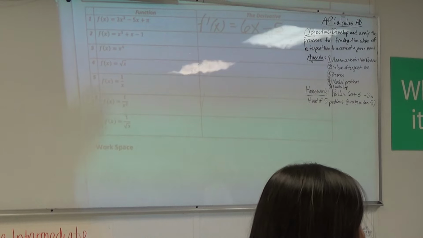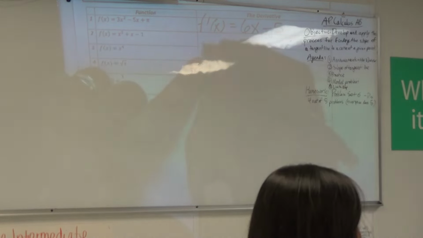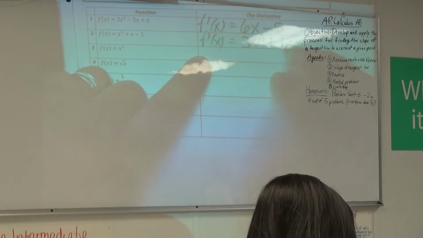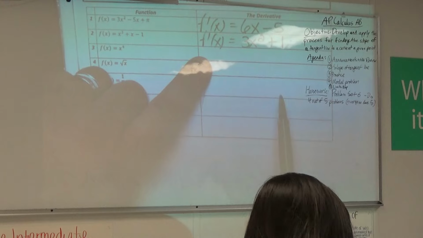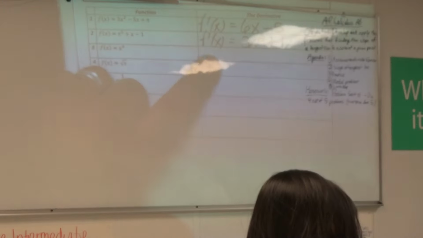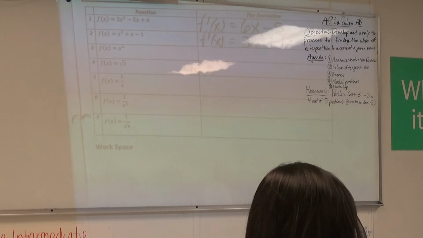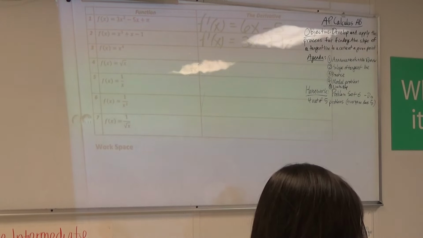All right, number 2, x cubed plus x minus 1 should be 3x squared plus 1. Who actually did that one by hand? Did it come out to be 3x squared plus 1? Yes. For those of you that know a shortcut, did that fit? Yeah. Good. So you have not been lied to.